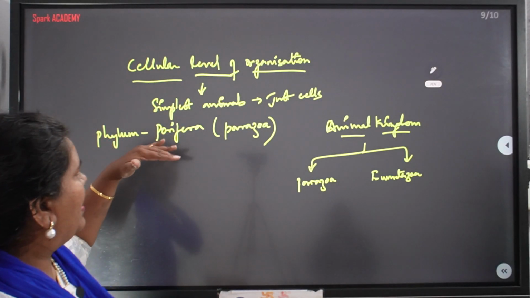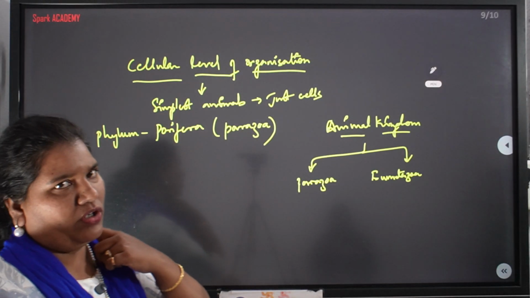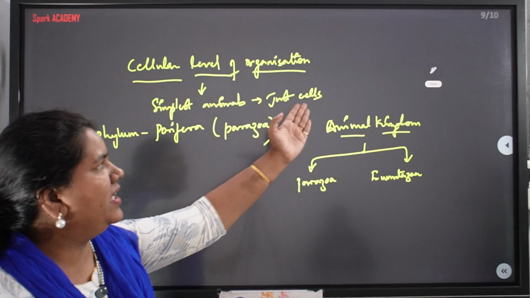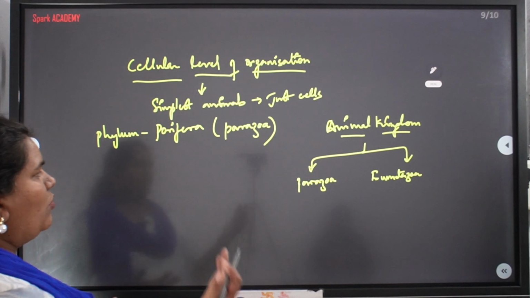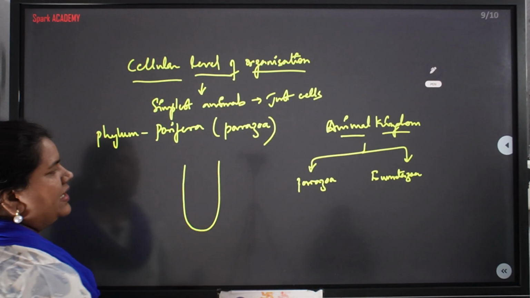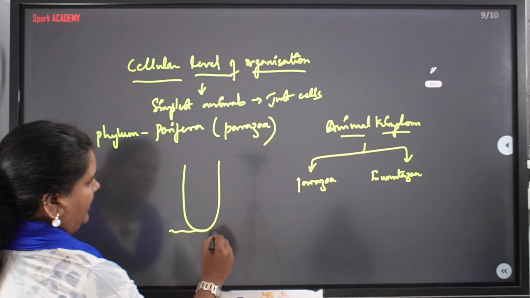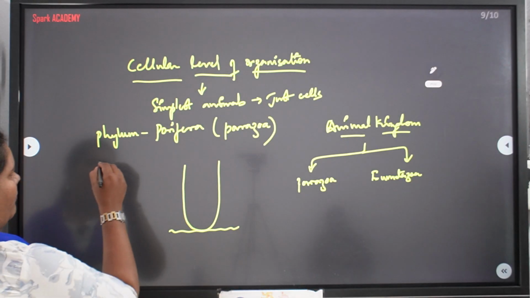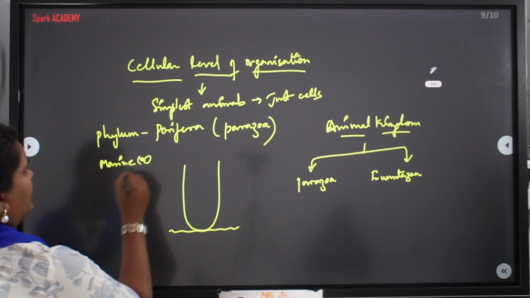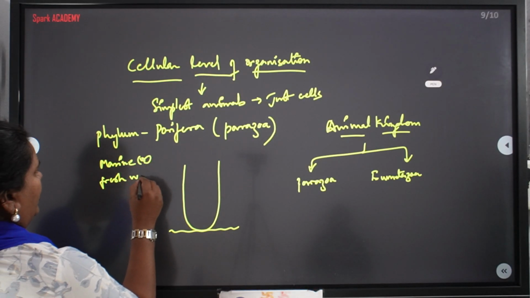Now, how is this cellular level of organization? How is the body of Porifera? As I told you, they are a few cells. Now let's see how the animal looks. They are sedentary. Where do we find them? We find them in water, mainly marine water, or some are also fresh water.